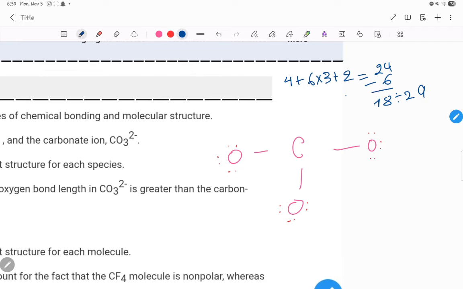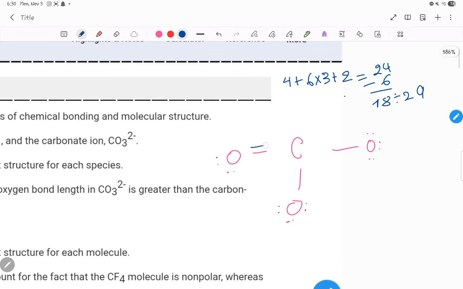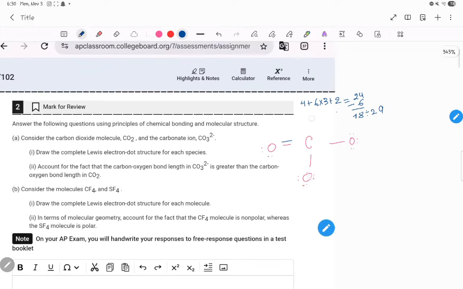Now we see, do all atoms complete the octet? No. So very simply, to make it complete the octet, we erase, for example, this one, and we will turn it into a double bond. Now, resonating structure does not apply in this question, okay? So please have them taken down.